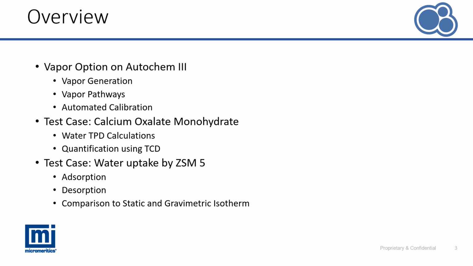Next, we introduce a test case using calcium oxalate monohydrate with a temperature programmed desorption test. We will compare the water desorbed to values reported by the continuous flow and by pulse calibrations mentioned previously. The last case study is looking at the adsorption and desorption data using the TCD with a ZSM5 zeolite material, and we will vary the silica to alumina ratios. We will also compare it to a static and gravimetric isotherm collected with different instrumentations.